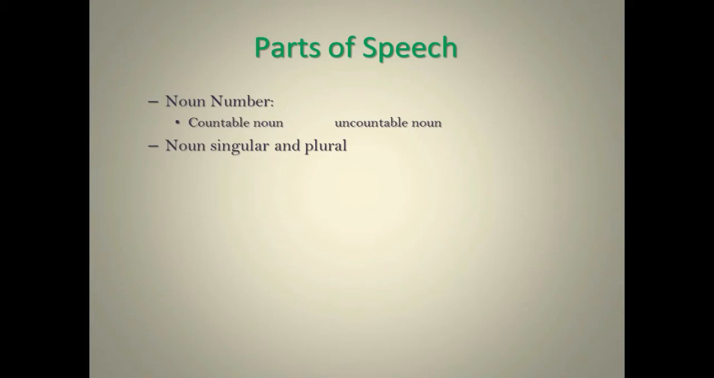Next, noun singular and plural. Singular noun, the singular number of nouns stands for anything 1 in number. It denotes single or one person or one place or one animal or one thing. Like a leaf is green, this mango is red. Here we are talking about only one mango. This person is a scientist. We are talking about only one scientist.